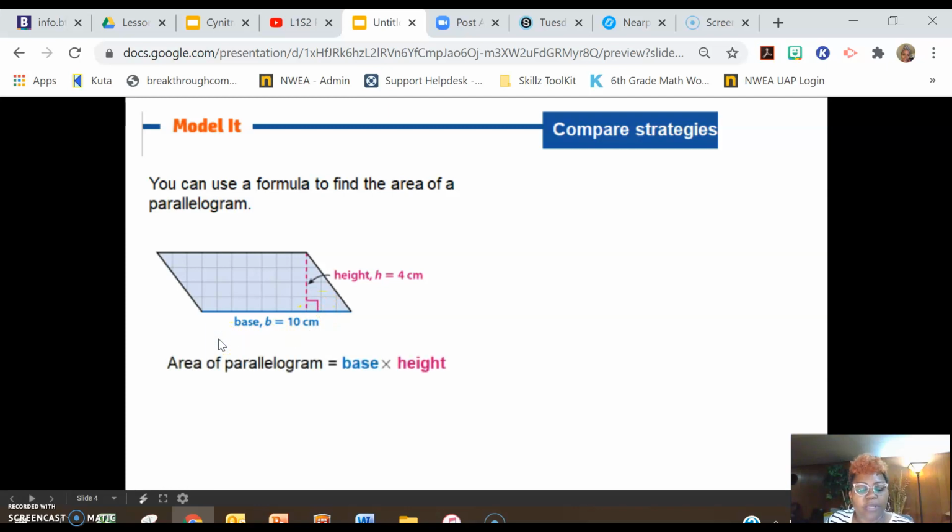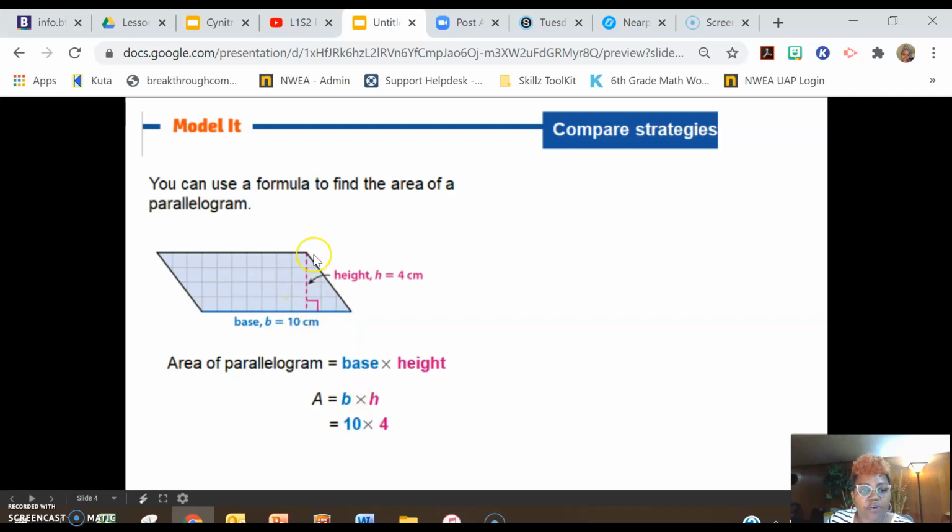So the area of a parallelogram, the formula for that is taking the base and multiplying it by the height. If we write it in a shorter format, it's A for area equals B for base times H for height. If we take the values that represent B for base, if we look at our picture, the base is 10. So we replace the letter B with 10.